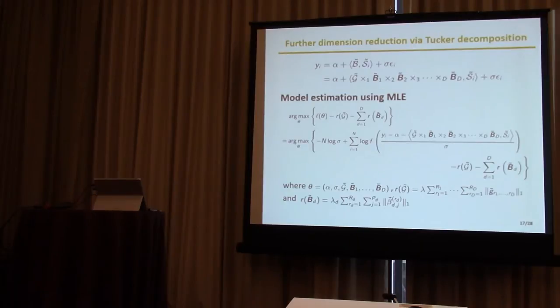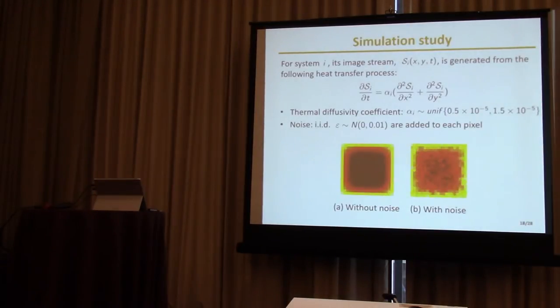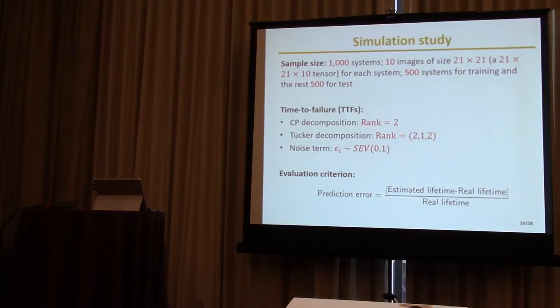Next, let's see some numerical studies. First, we do a simulation study from a heat transfer process. Here are the simulation parameters, and we add noise to the pixels. We generate 1,000 systems. Each system has 10 images with a size of 21 by 21 pixels, and we use 500 systems for training and the other 500 for testing.